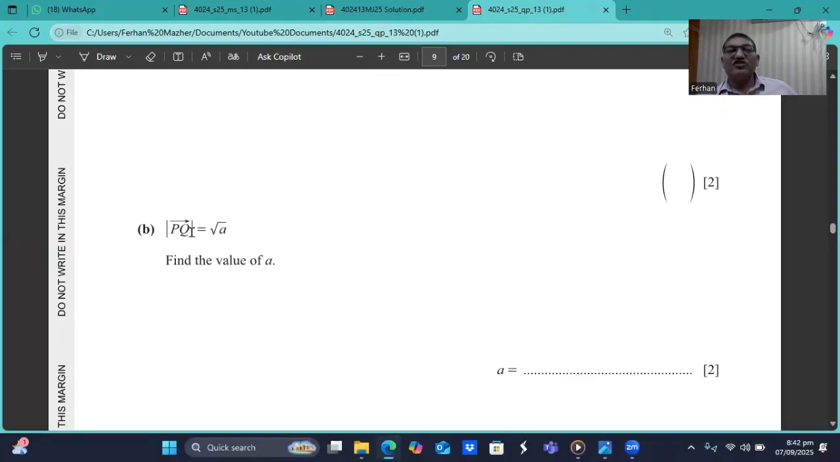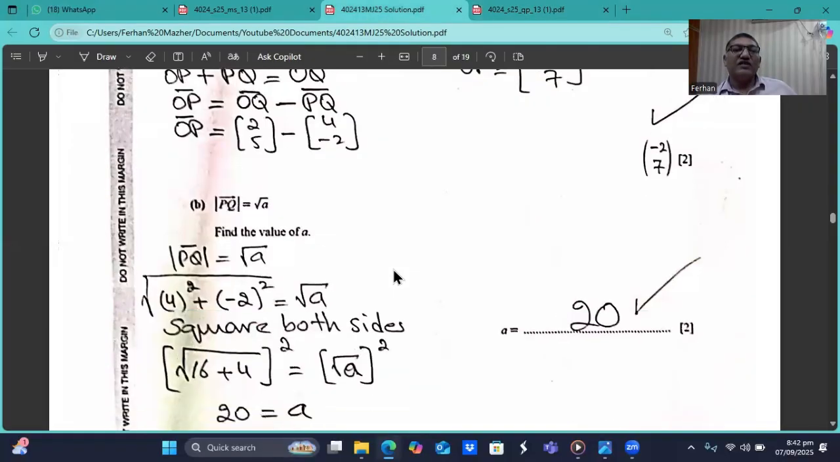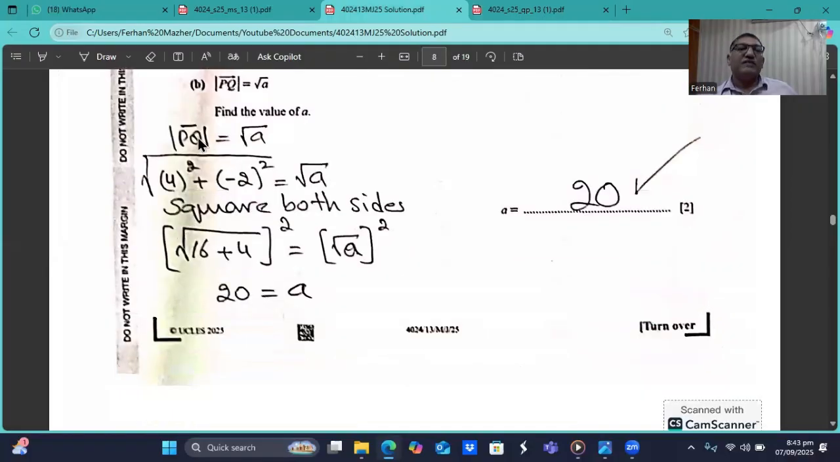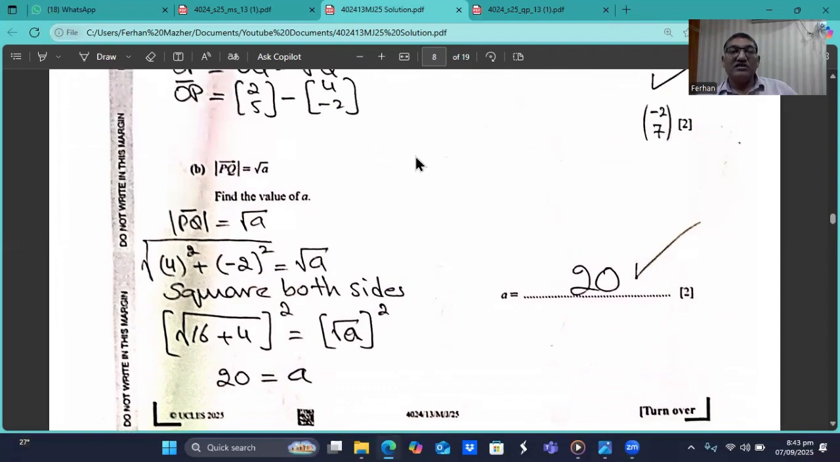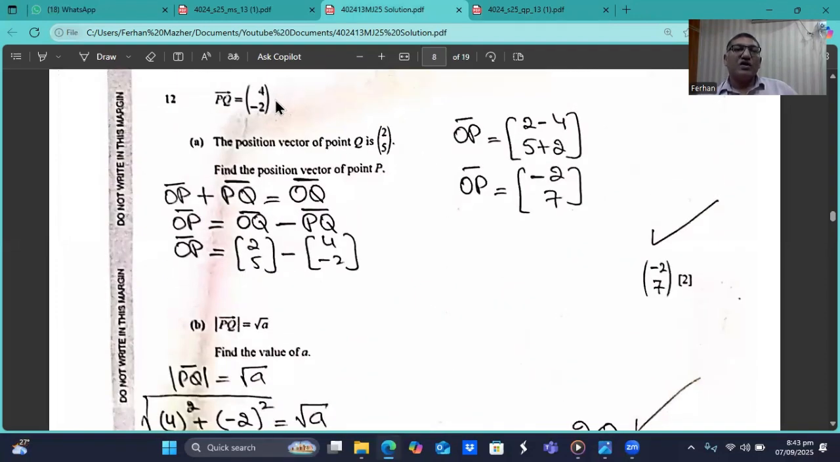This is the symbol for the magnitude. And you remember how we find the magnitude: x square plus y square and under root on it. He says the magnitude of PQ is equal to the under root of A. Find the value of A. That's a two marks question. It's a very simple question. I know the column vector for PQ. The column vector for PQ is 4 and minus 2.